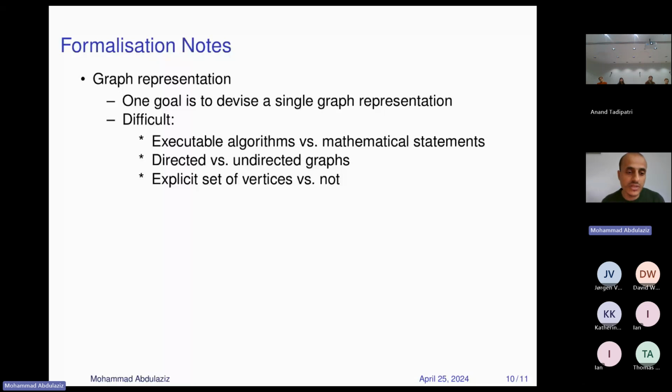For example, what is the proper graph representation? There are many different ways of representing graphs. You can have a representation that is geared towards executable algorithms versus mathematical statements. You can have a representation that is geared towards directed and undirected graphs. You can have representations that have explicit vertices versus not. So this is one thing. One goal of this project is to come up with one representation that can fit all the results, and it's really hard. But the way we're currently doing it is by writing down adapters between all the different representations that carry the concepts from one representation to the other.